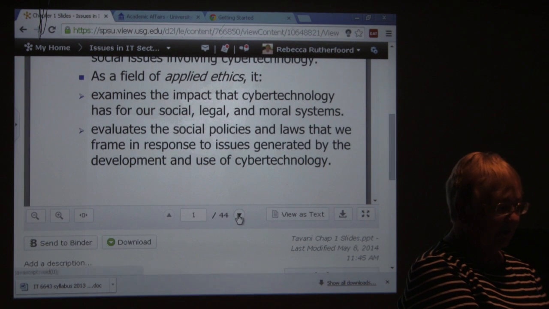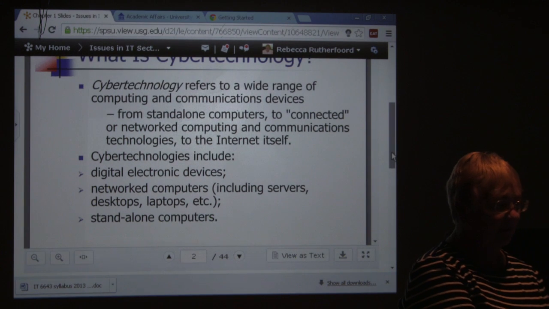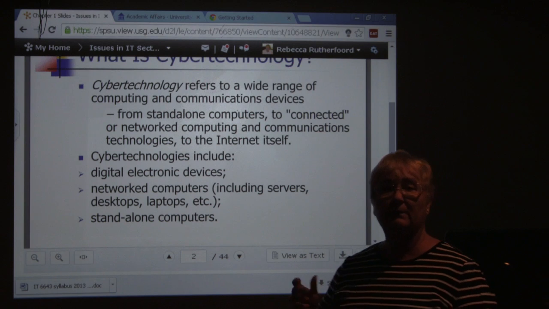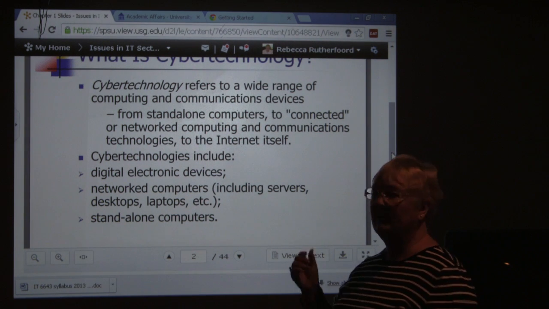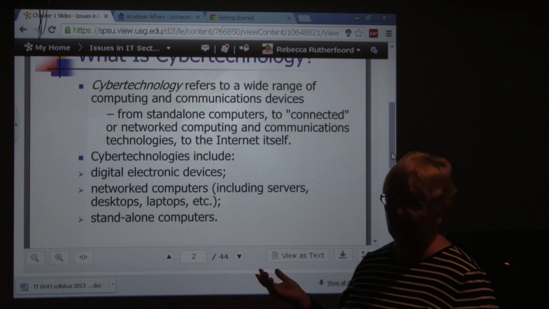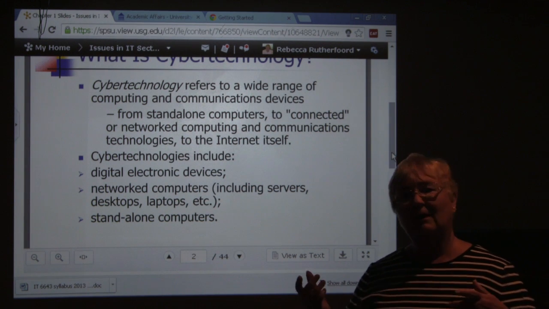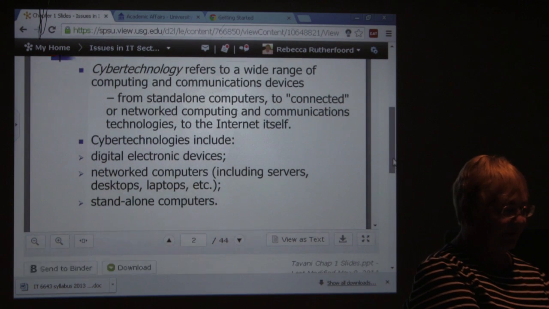When we then look at our next slide, we're going to try to go through these pretty quickly. It is a wide range of computing and communication devices. Our cyber technologies, we know, of course, are digital electronic devices, networked computers, standalone systems, and so on. So we have a lot of different things.